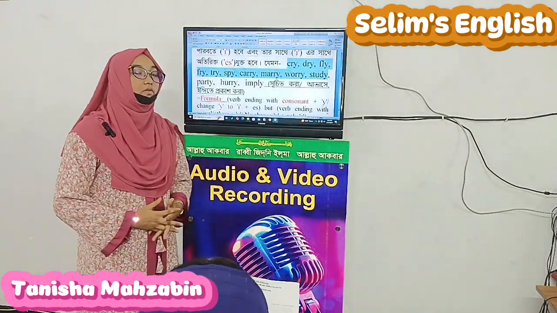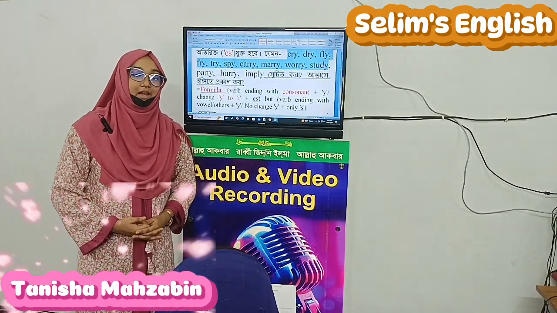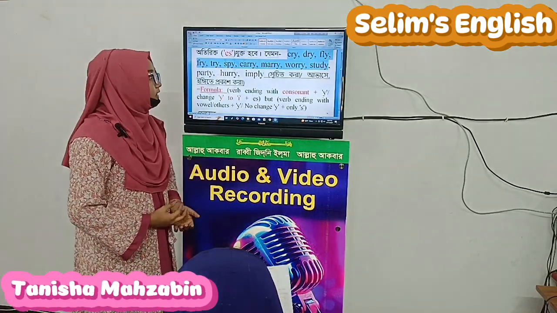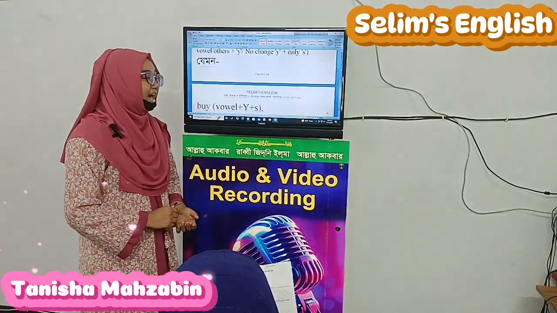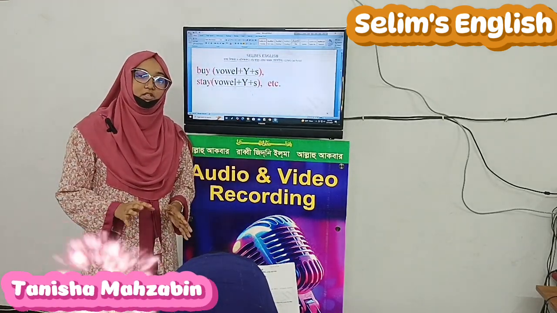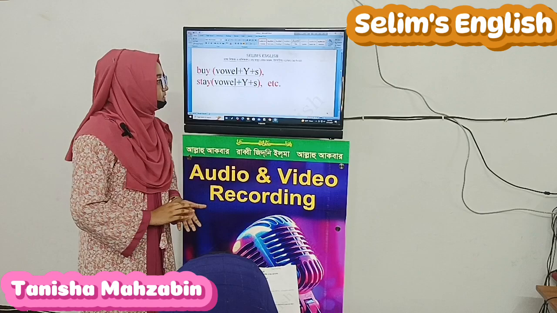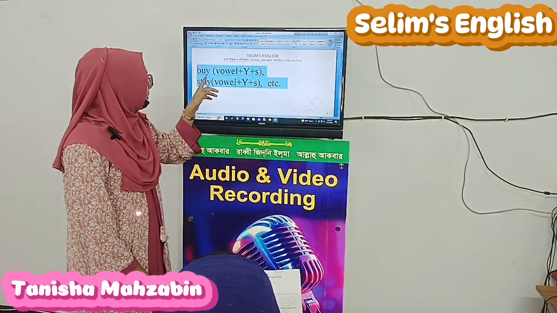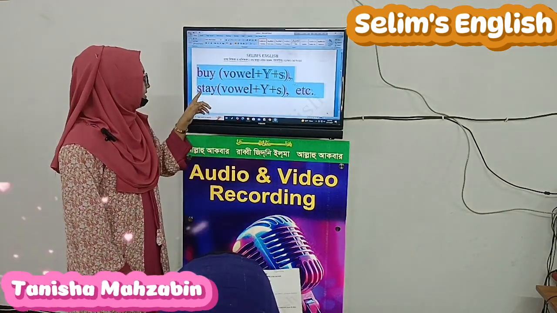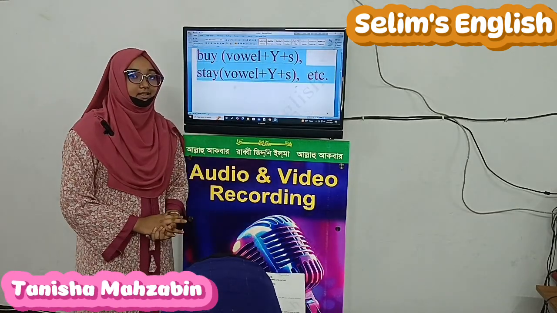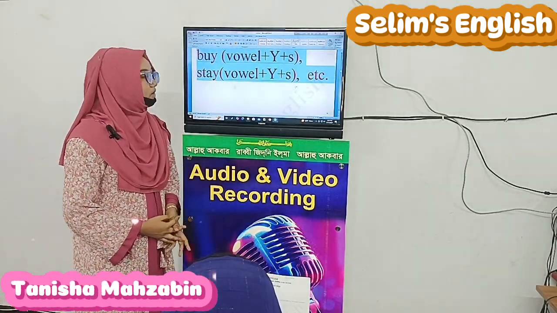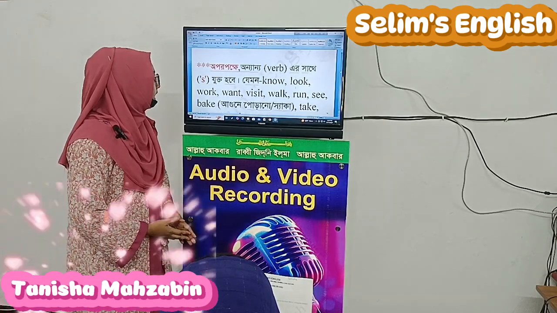And here is also the rule for vowels. When we see the last letter of the verb is y and the letter before it is a vowel, there is no need to change y to i. You just have to add s. For example, buys and stays. So you can see the screen for your better understanding. Let's go to our next pages.